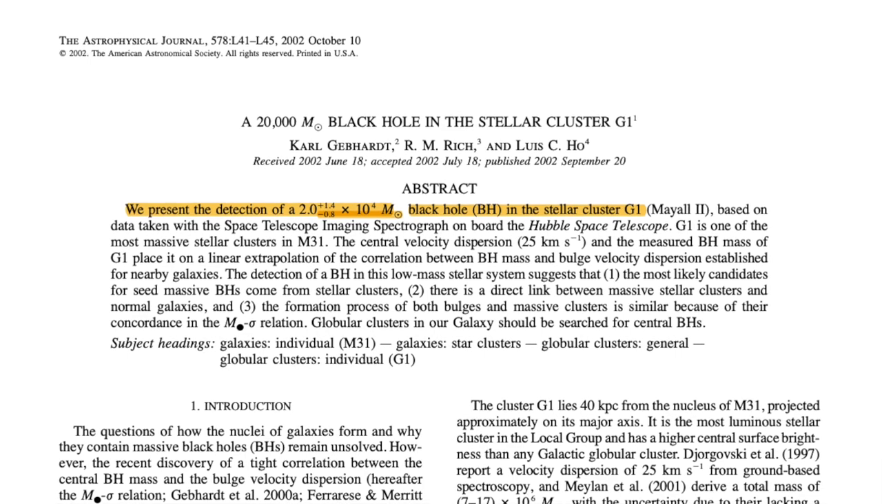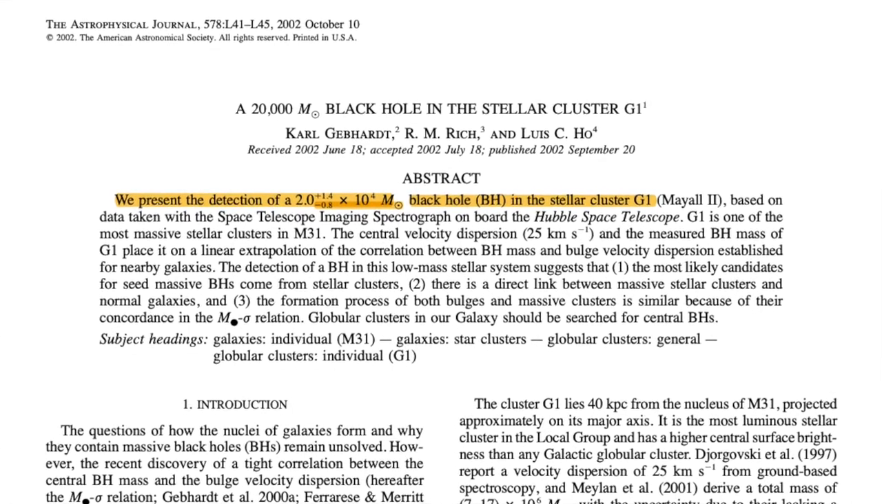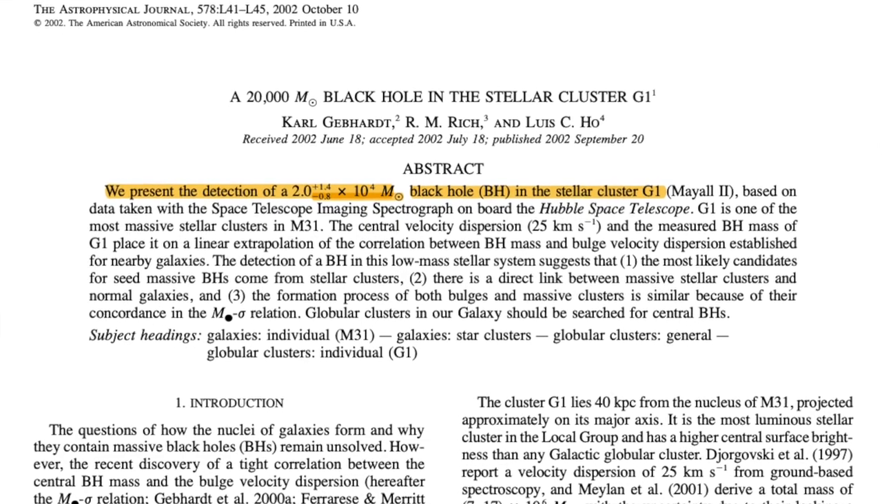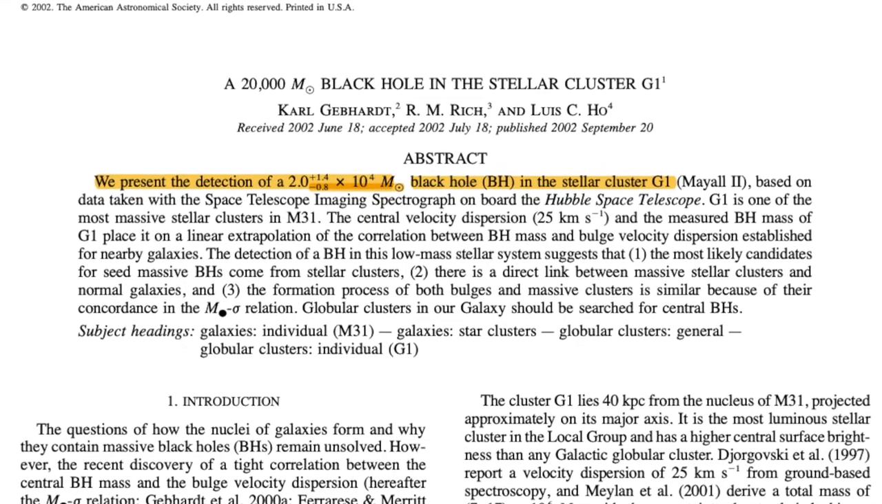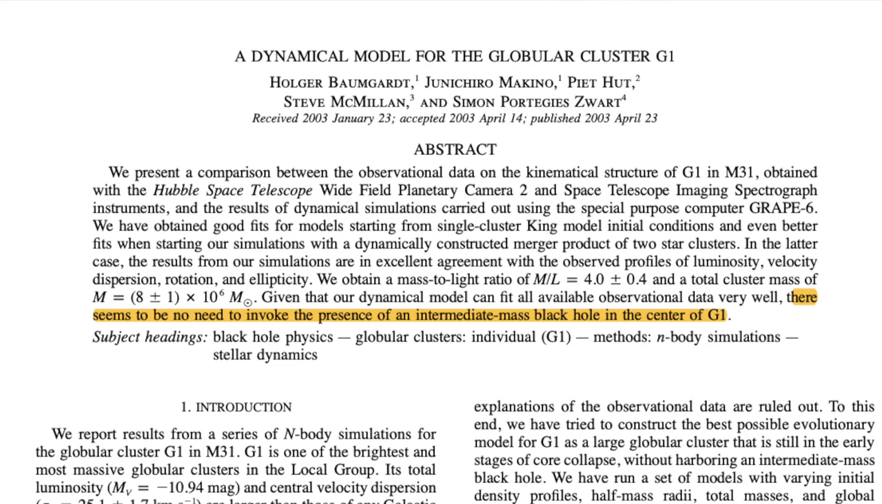Now, there have been lots of claims over the years of intermediate mass black holes. For example, in 2002, astronomers claimed to have found evidence for a 2,000 solar mass black hole in a globular cluster called G1. But just a year later, in 2003, a new study of the movements of all the stars in that cluster claimed there was no evidence for an intermediate mass black hole whatsoever. That scenario of finding evidence and then finding contradicting evidence has been a regular pattern in this field.